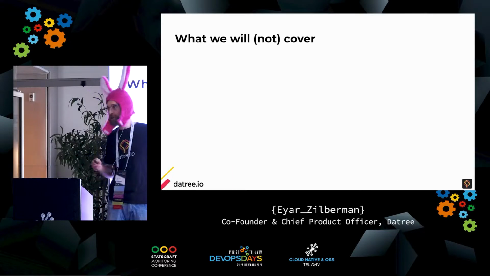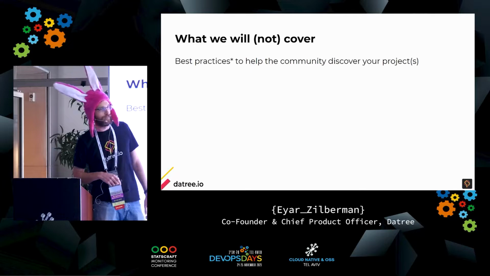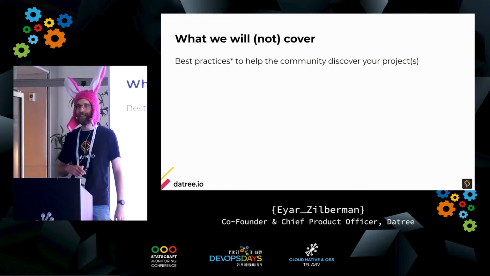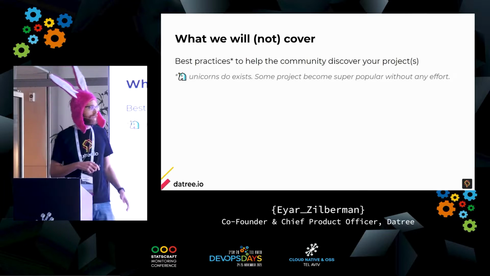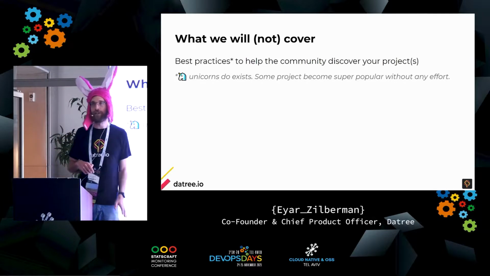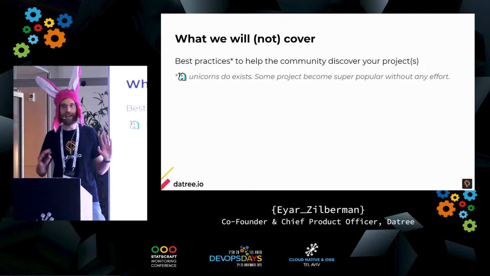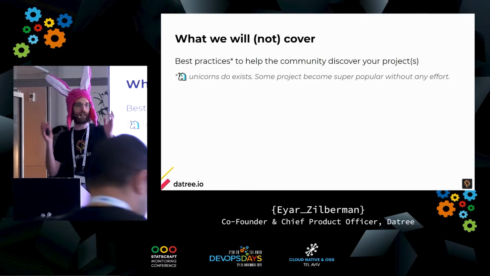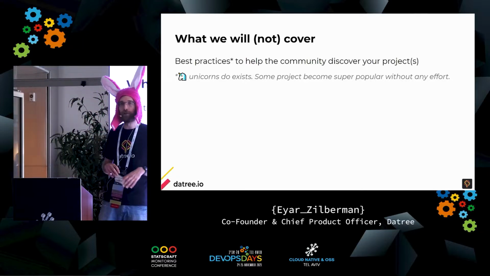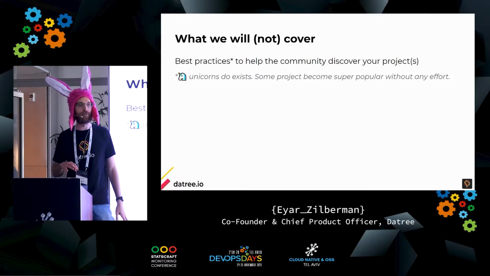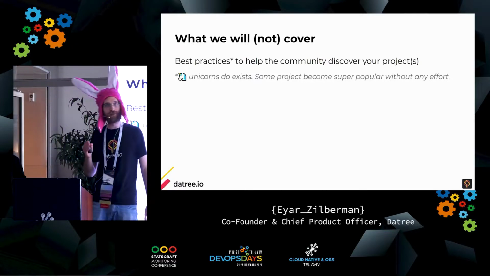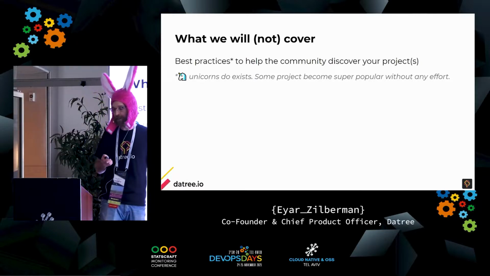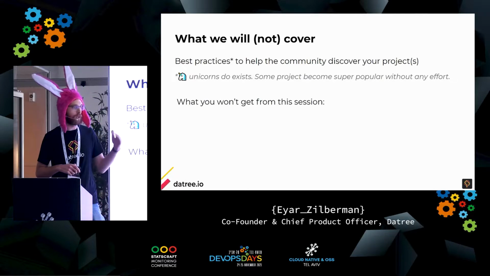So, what will we cover in this talk? We will cover best practices to make sure that people will actually use your open source project. Small disclaimer: unicorns exist. Maybe you can write an amazing open source project and it will become very popular and everyone will use it and you don't need to do anything. That can happen, I'm sure about it. But in 99% of cases, it won't happen. You need some elbow grease and some work to make it happen. So this is what we're going to talk about, how to do it right.